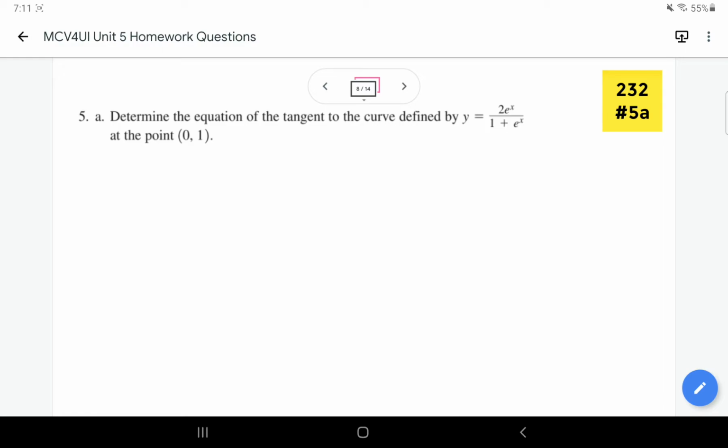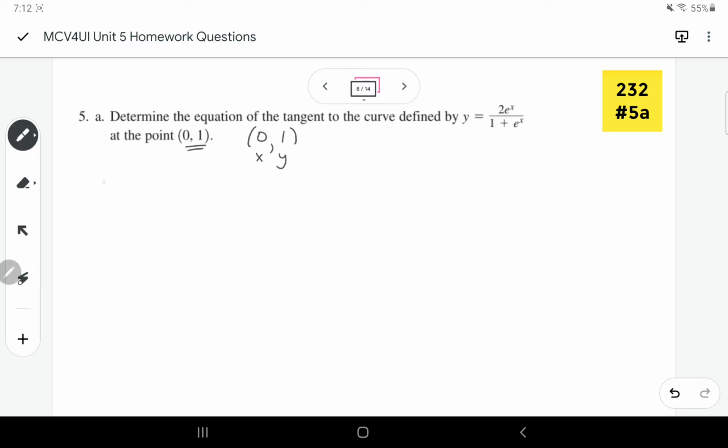So the first one we had asked here was 232, number 5A. We want to find the equation of the tangent to the curve at this point. And it is kind of nice that they give us the whole point, like the x and y values of that point, because then we don't have to sub in x equals 0 into the original function to figure out what that y value would be.